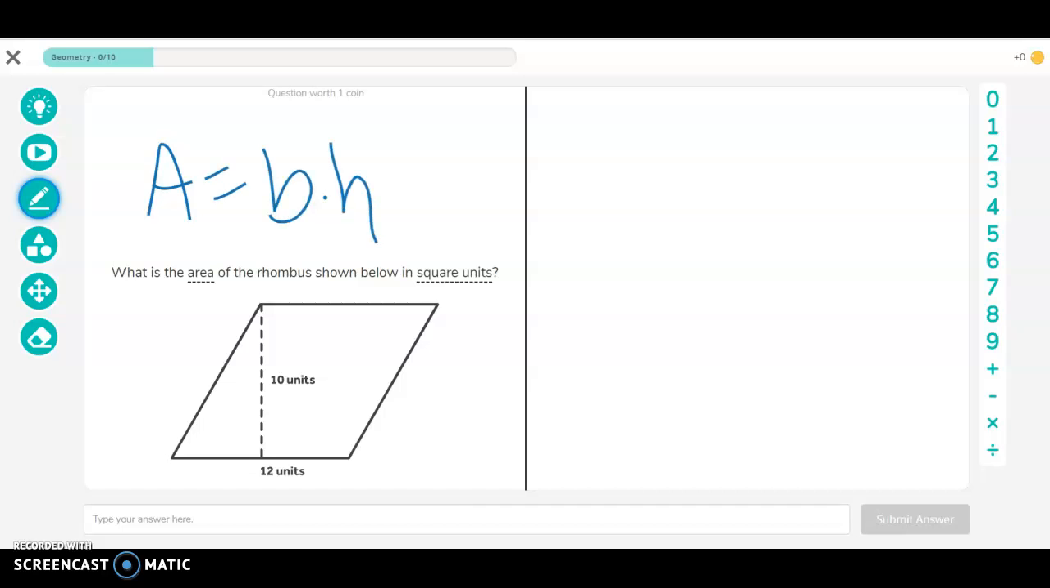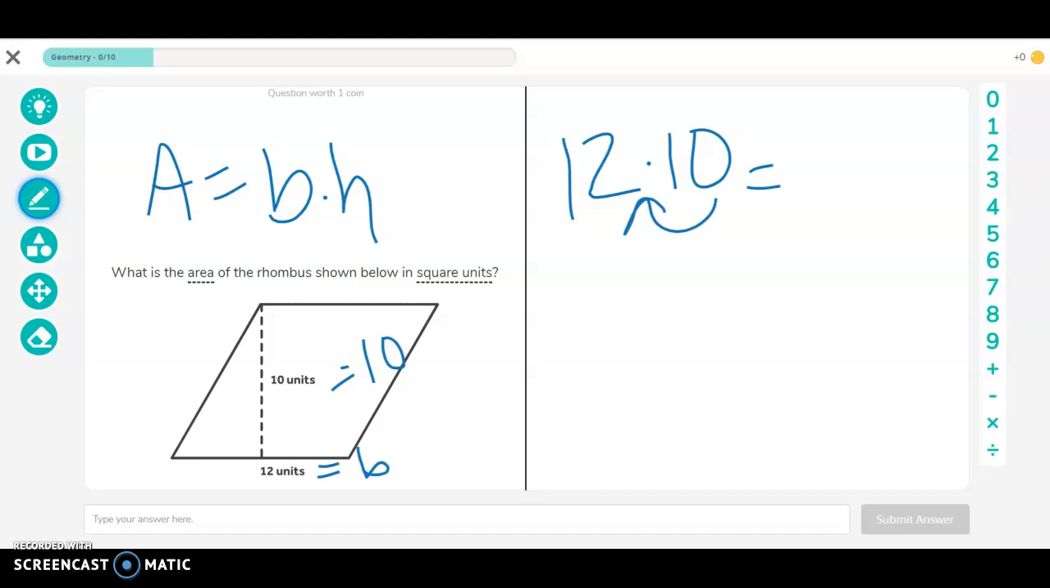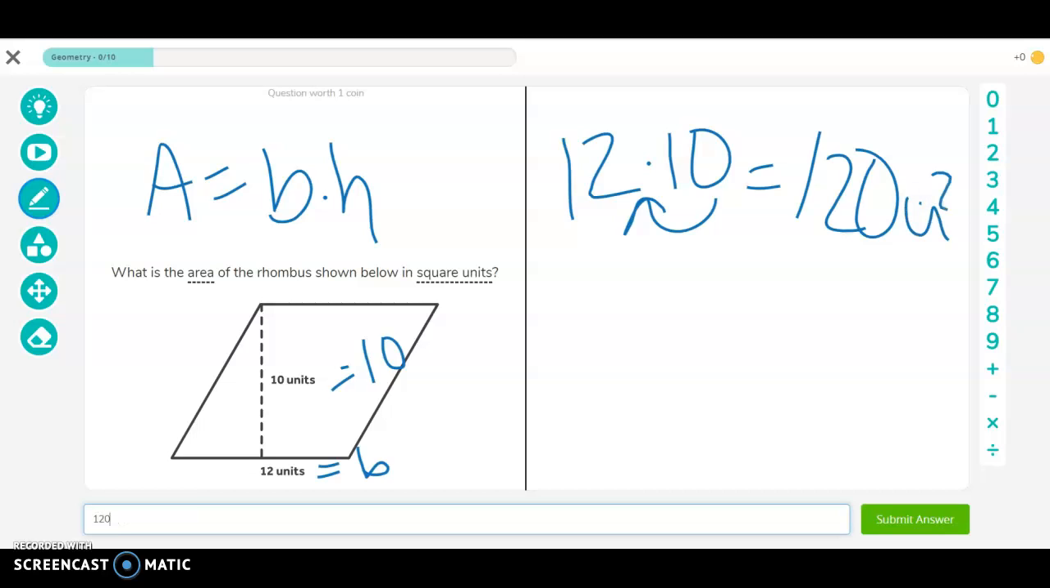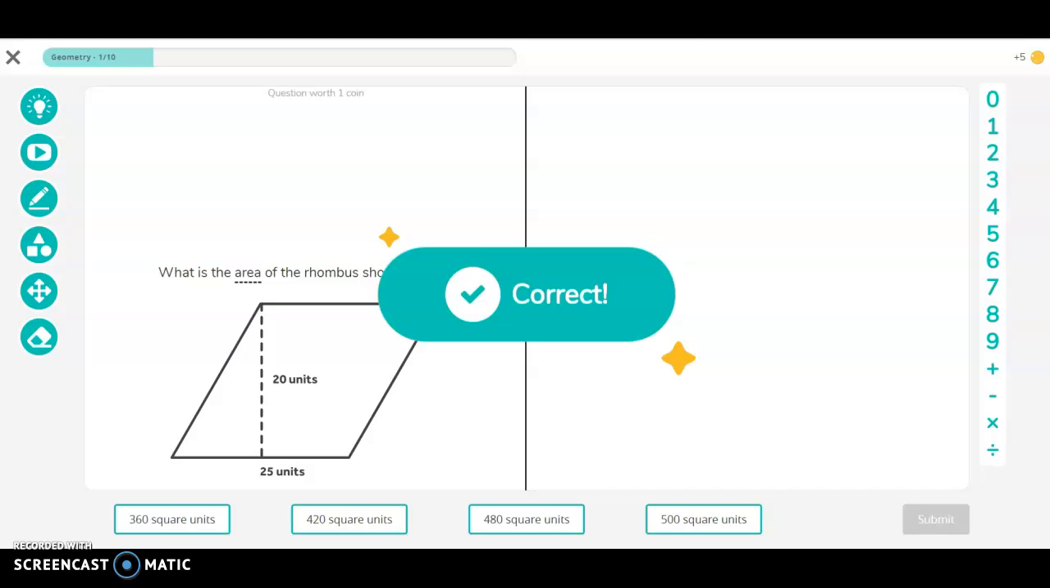So our base is 12 and our height is 10. So we're just going to take 12 times 10. And remember, when you multiply by 10, you just put a 0 on the end of the first number. So we get 120. You're going to type 120. And that would actually be units squared, but we don't have to type that in and submit your answer.